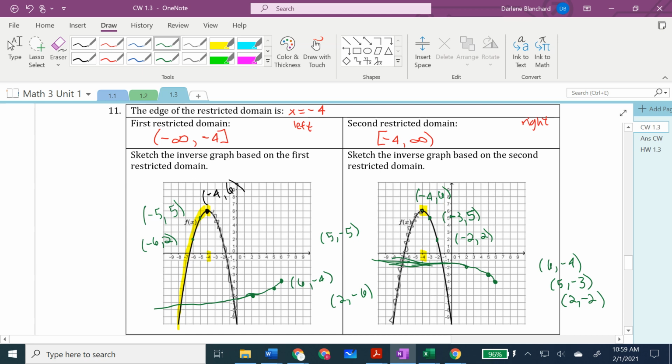And then the answers show it nicely drawn by a computer. But again, you should see the symmetry with the half that was used for the restricted domain. And that's it.